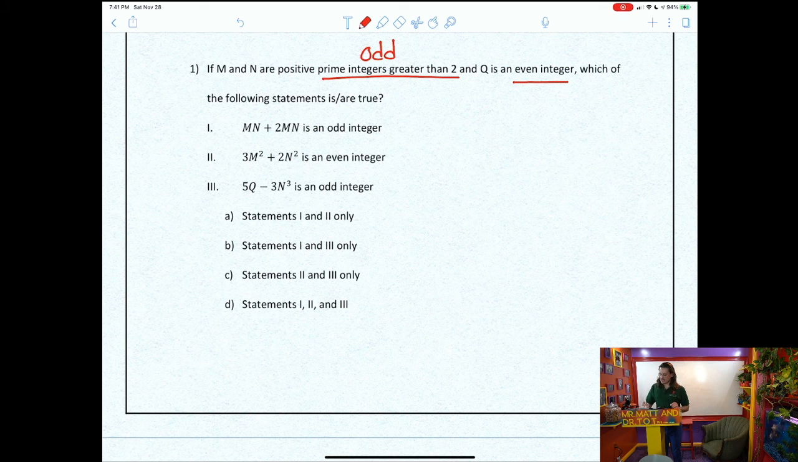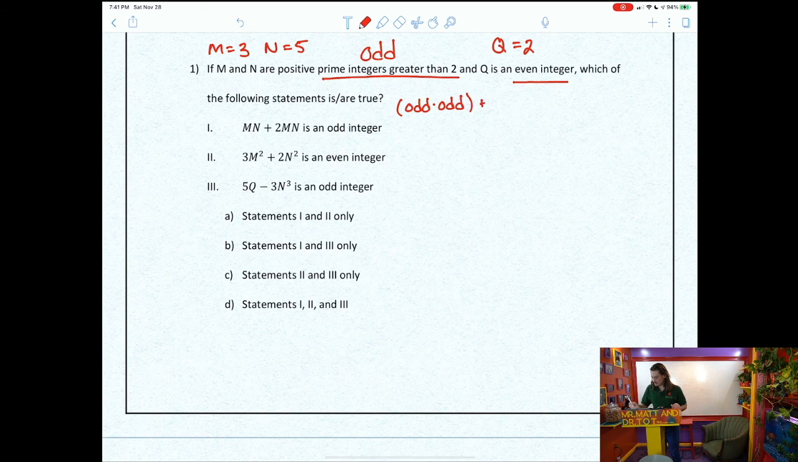So if we were picking easy to work with numbers, maybe m would be 3, n maybe 5, and q could be 2. So you could sub in and evaluate here, but let's start to think about these statements conceptually. M and n have to be odd, q has to be even. So statement 1 is going to be an odd times an odd plus 2, which is even, times m times n, which is an odd times an odd.